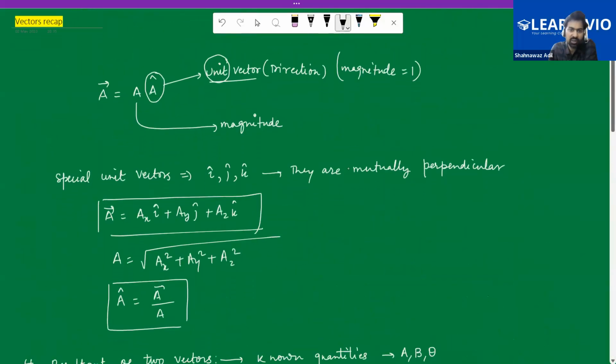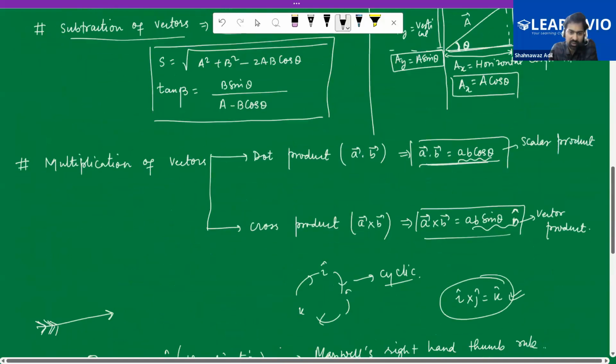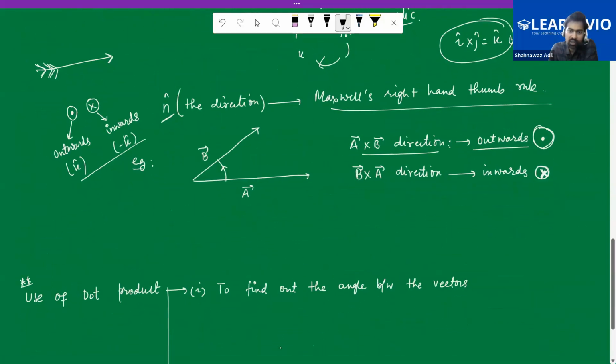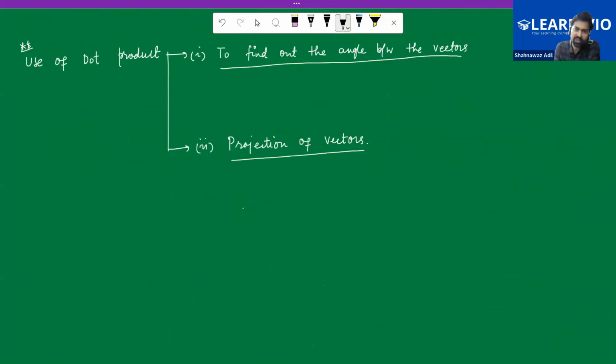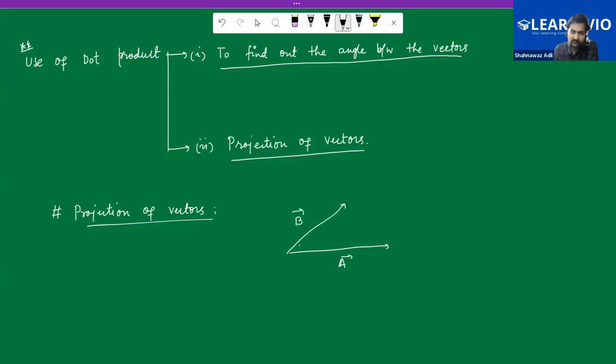Let me just complete these things, and then we'll do some questions. We'll understand this part by doing some questions. Let us understand projection of vectors. Let's say we have two vectors. This is A, this is B. I want to find out the projection of B on A.